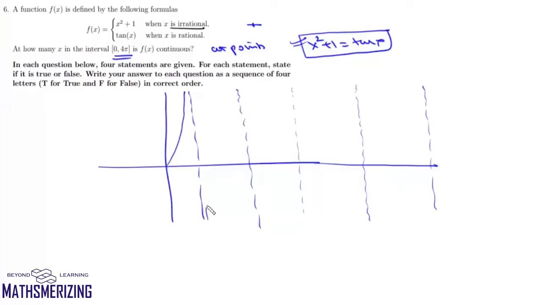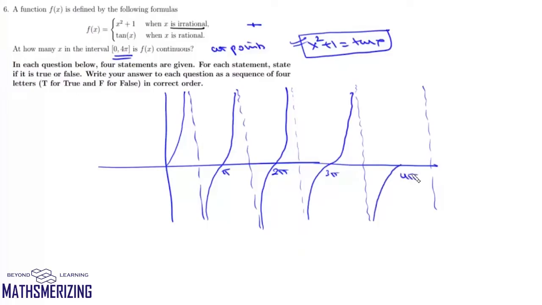So this is pi, 2 pi, 3 pi and 4 pi, and we'll draw the graph of y equals x square plus 1. So these two graphs intersect at 4 points. So the number of values of x in the interval 0 to 4 pi where this function fx is continuous is simply 4.